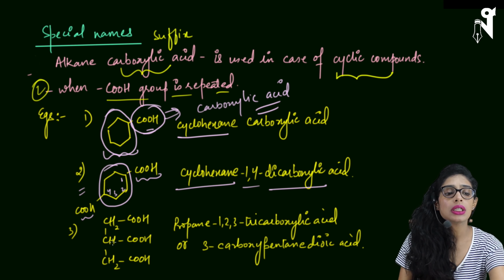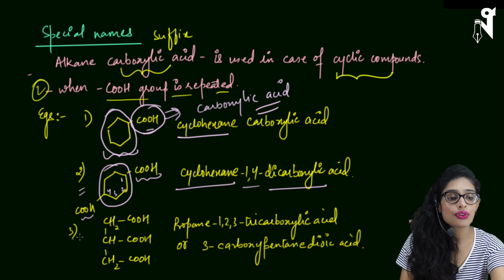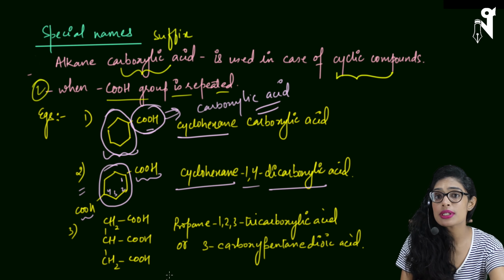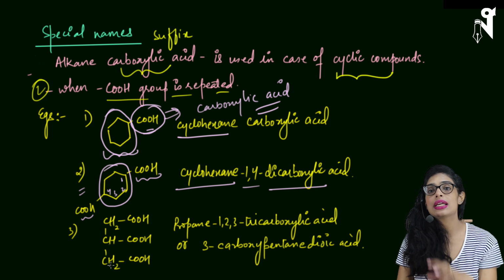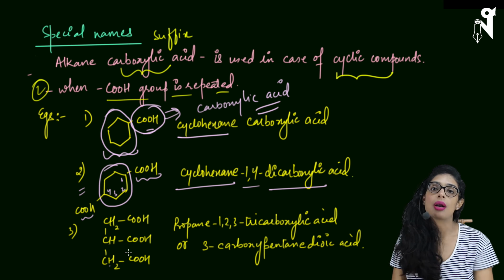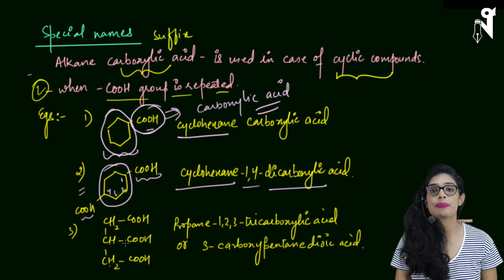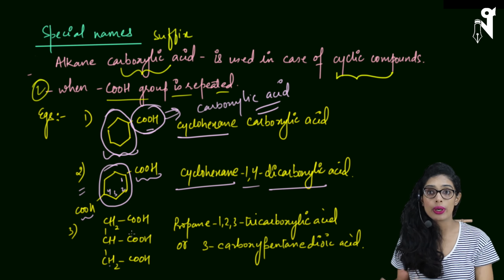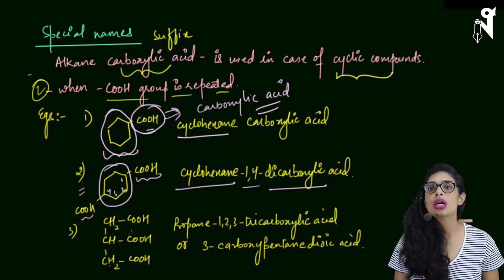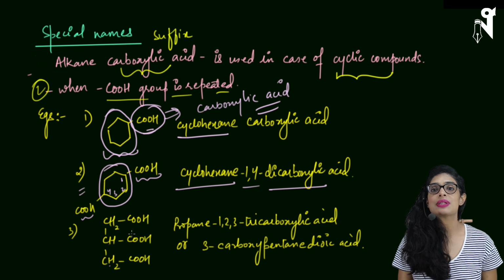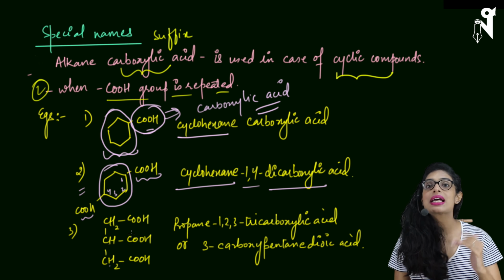Let's talk about the third structure. In the third structure, I have three COOH groups present in the carbon chain, attached to CH2, CH, CH2, basically COOH present on the three carbons. Now there are two ways of naming this compound. One is the modern way and one is the old way. I'll explain both ways and tell you how to attempt a question if one has been asked on this particular compound or this kind of compound.